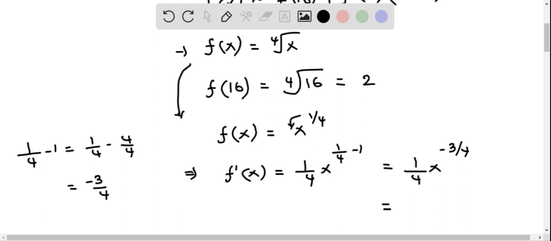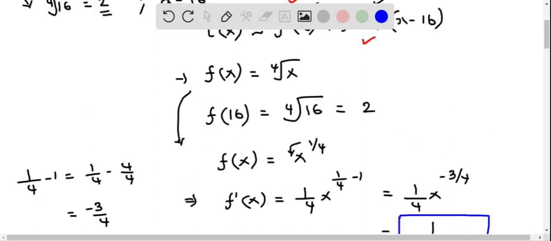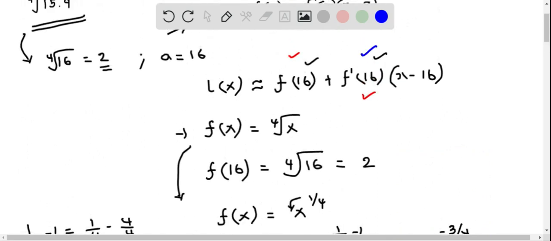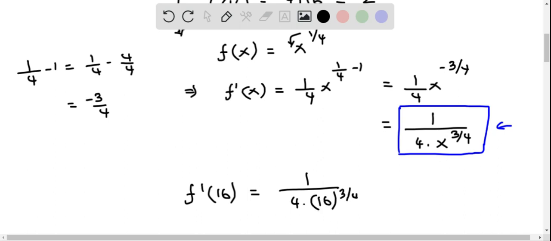And we can write this negative power of x as a positive power by putting it into the denominator, so this becomes x raised to the power of positive 3/4. So this is the expression for f prime of x, which means we can find f prime of 16. We just have to plug in x equal to 16 into this equation. So f prime of 16 equals 1 by 4 times 16 raised to the power of 3/4.